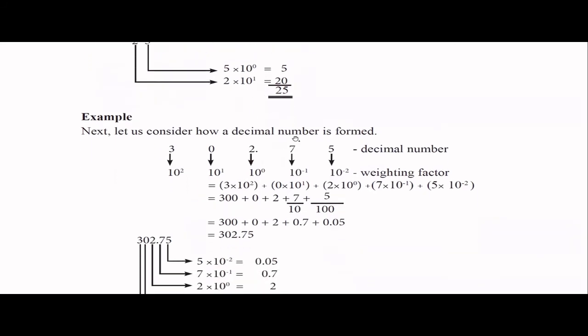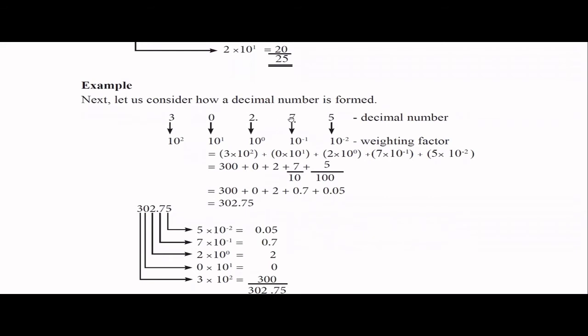Now we'll go and see this one. A huge number, but it has a decimal point here, if you don't see. From the decimal point, if you go to the left side, the powers are like this: 10 to the 0th power, 10 to the power 1, 10 to the power 2.